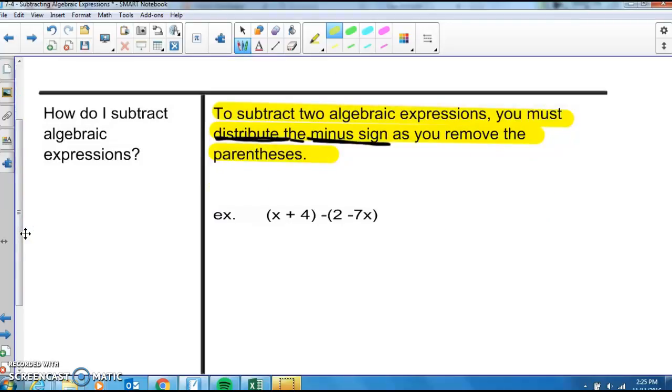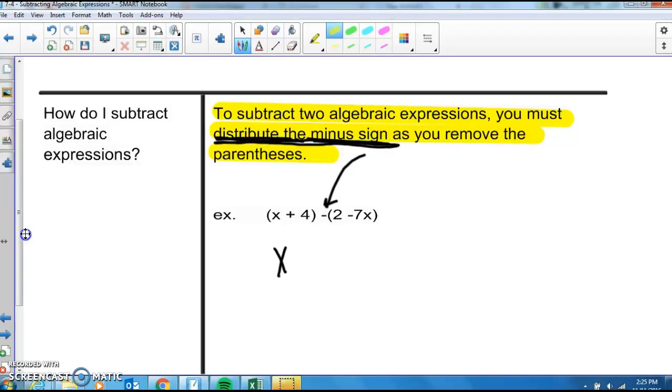Obviously on Friday, with adding algebraic expressions, we talked about identifying your like terms, regrouping them if you need to put the terms together, and then combining your terms. But with subtracting algebraic expressions, the reason we know this is subtracting is because of that minus sign. What we have to do, as it says right up here, is distribute that minus sign.